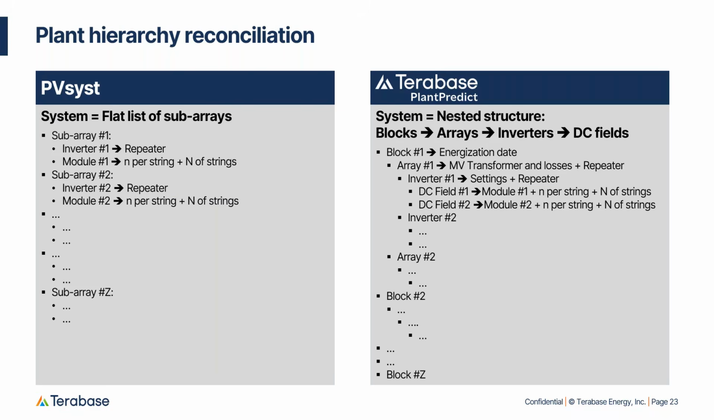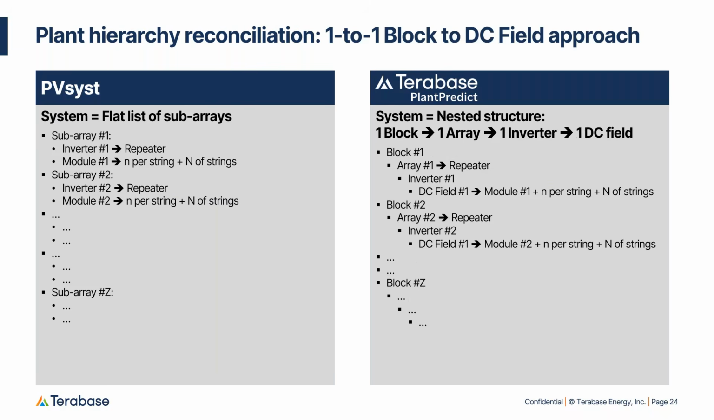So now, how do we match these together? The choice we have made is to do a one-to-one from block to DC field. So each subarray in PVsyst will give birth to one DC field, one inverter, one array, and one block. The reasoning is that this gives you the most flexibility to adjust your parameters and manage your power plant, if you want to stage how each inverter is turned on during commissioning or something like this.